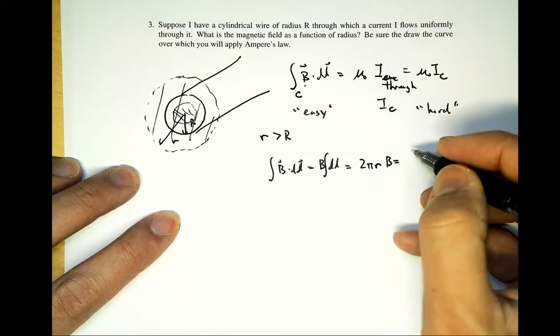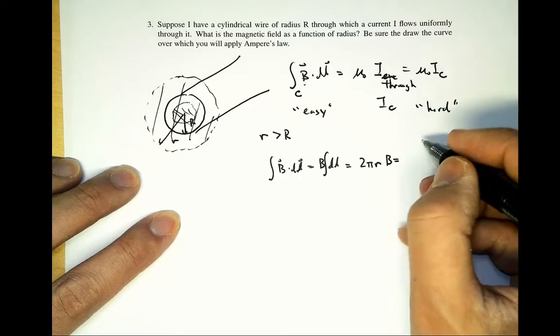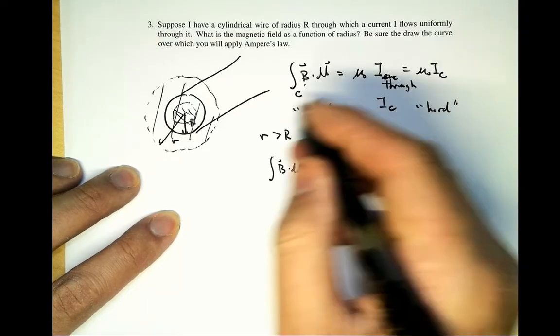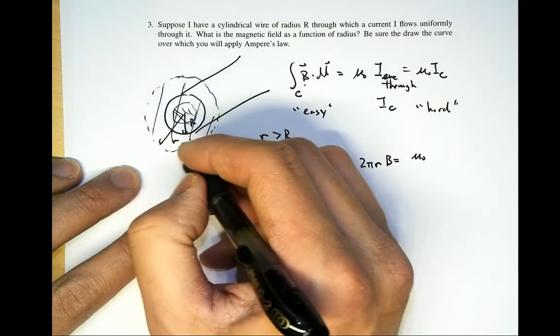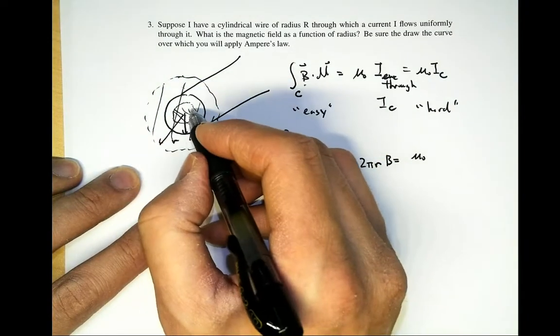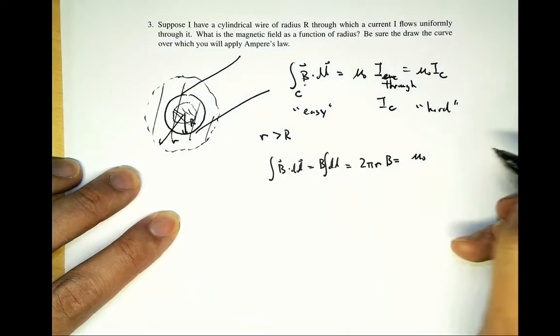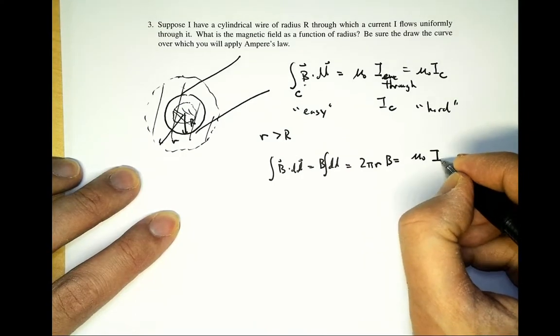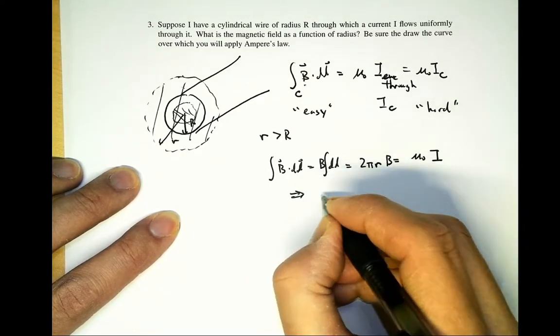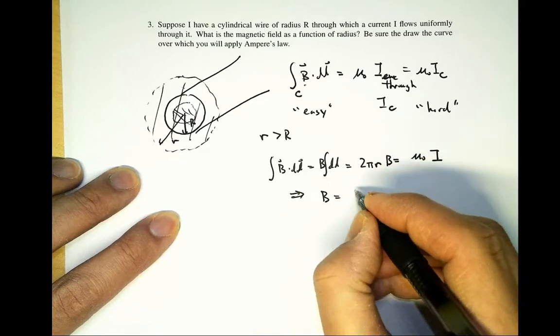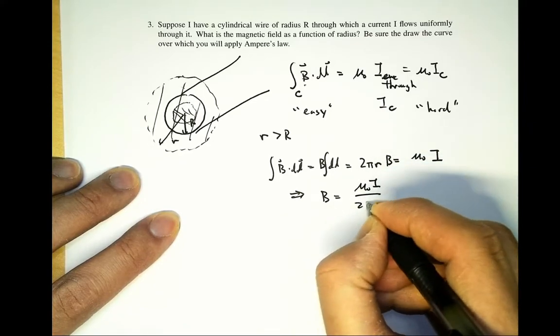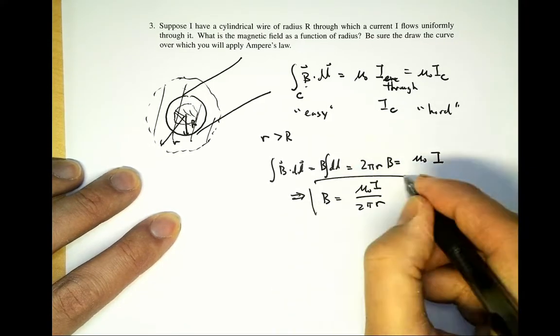This is going to be equal to the hard part now, which is mu 0 times the current flowing through this. In this case, for r greater than capital R, the entire current flows through, so this one's actually pretty easy. It's just I. So you're left with B equal to mu 0 I over 2 pi r. That's the first one.